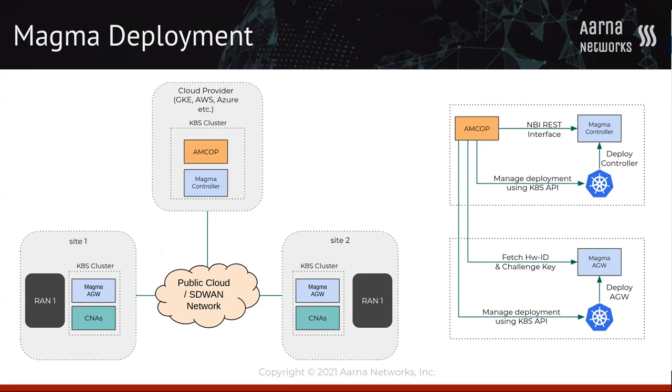where EMCO would be responsible for managing the deployment itself using the Kubernetes API, deploying the Magma controller on the local cluster itself, and Magma Access Gateway on the remote cluster, interfacing with the Magma controller using the REST interface, using which we would be triggering the registration request for access gateways that have been deployed using EMCO. And another interface potentially we can have with the Magma Access Gateway is to fetch the hardware ID and challenge key, unless it starts providing a mechanism where we can pre-program hardware ID and challenge key as part of the deployment itself.